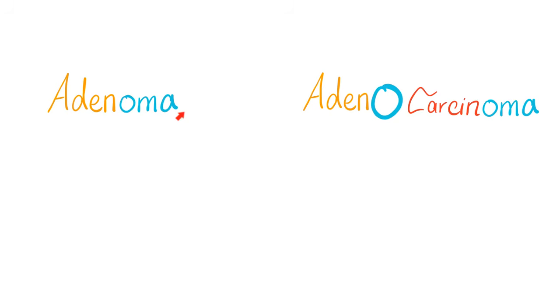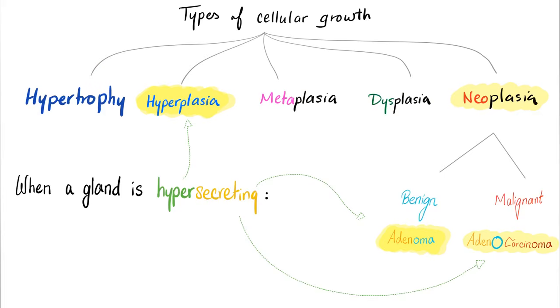We have two words, adenoma and adenocarcinoma. Which one do you think is malignant? Oh, the one that has carcinoma in it. Excellent. Therefore, adenoma is always benign. Adenoma, always benign. Adenocarcinoma, always malignant. Lipoma, always benign. Liposarcoma, always malignant. Myoma, benign. Myosarcoma, malignant.